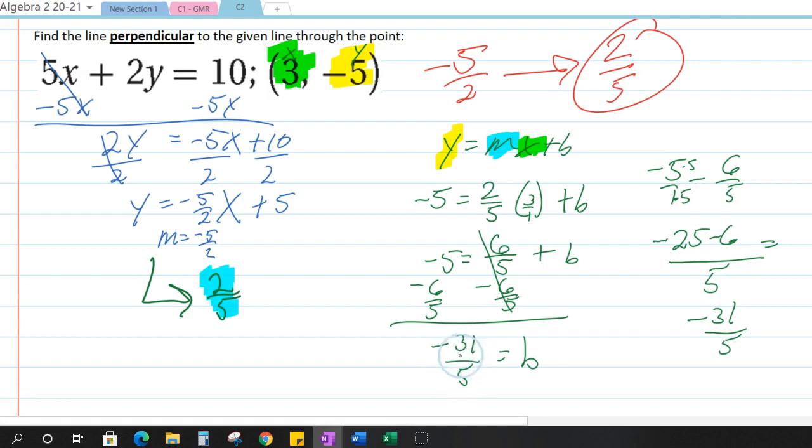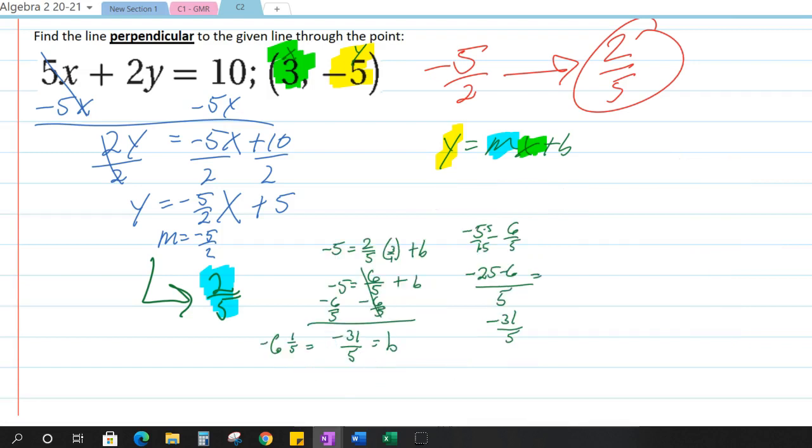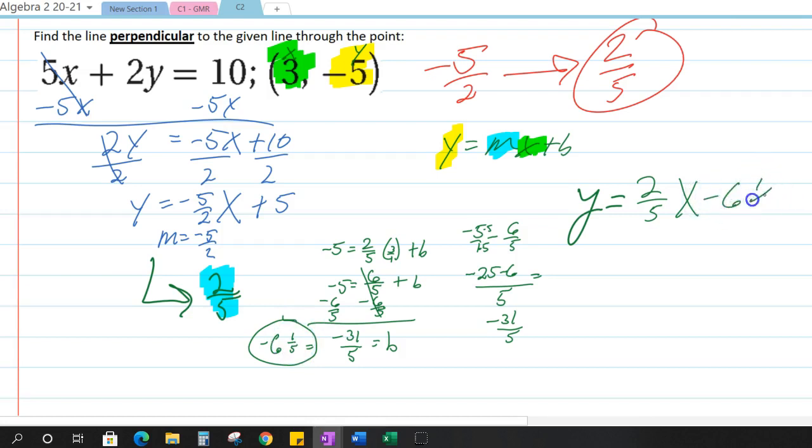Now if I want to write this as a mixed number, 5 goes into 31 6 times, and there's 1/5 left over. That'll give me a final answer of y is equal to, our slope is 2/5 x plus our b value, and we just figured out that our b value is negative 6 1/5. Depending on the textbook or the instructor, you might have been okay with leaving it at negative 31/5.